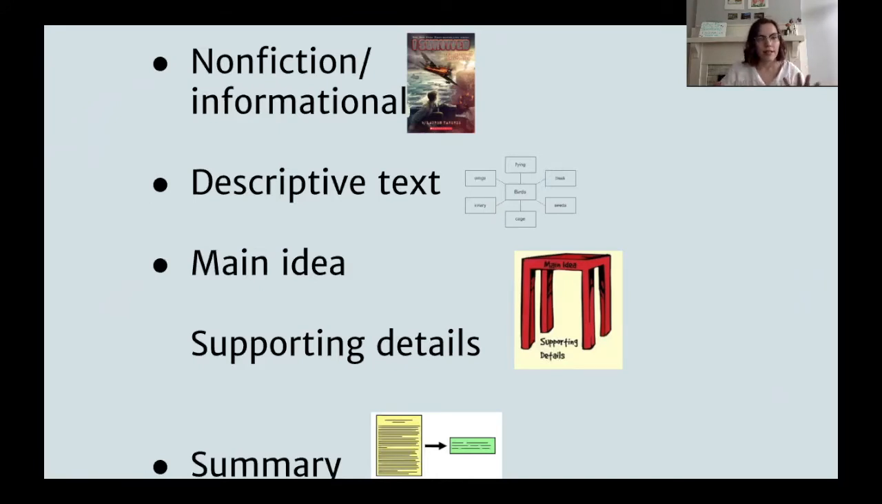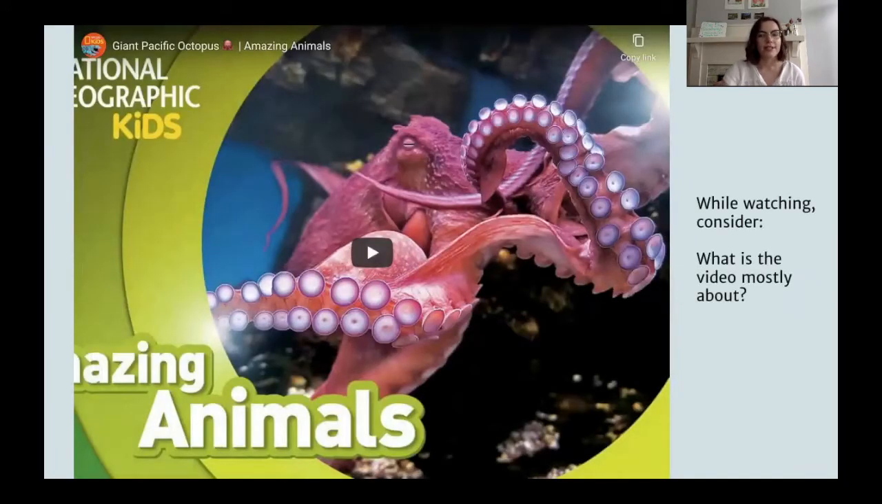The summary we find by using a larger text and pulling out the most important parts. So what we want to do with those supporting details is be able to glean them from the bigger text or piece of media and put them into our summary. I want to start with a video. Your challenge is to figure out what it's mostly about, the main idea. Your main idea should not be one word, that's a topic. Your main idea should be a whole sentence. Ready?